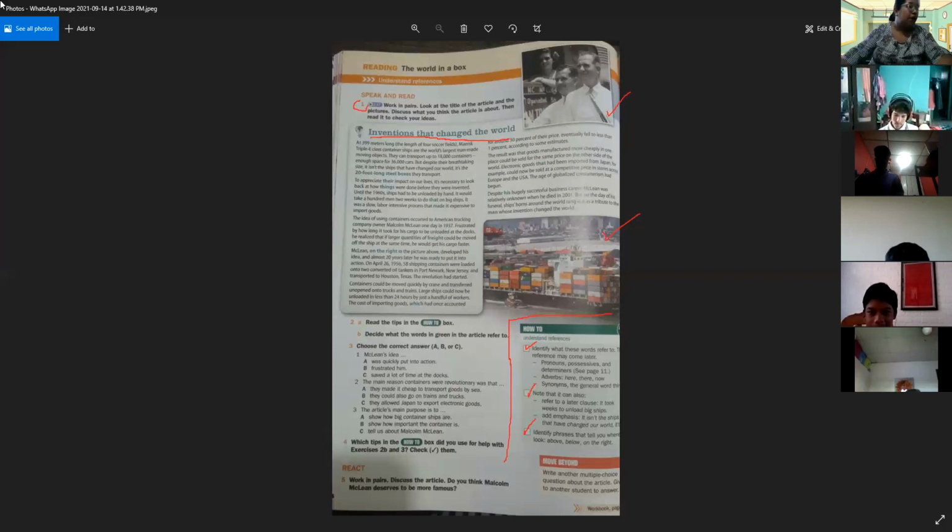Okay. The paragraph number 1, until they transport. Okay. Laura, can you read the first paragraph? Until the parts were safe. Boxes they transport.